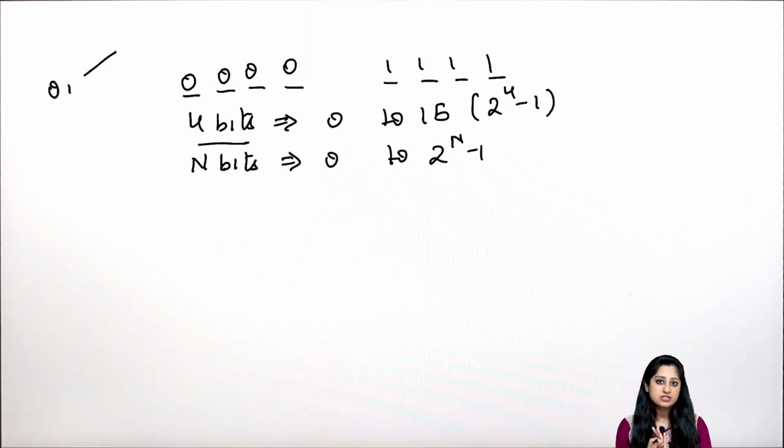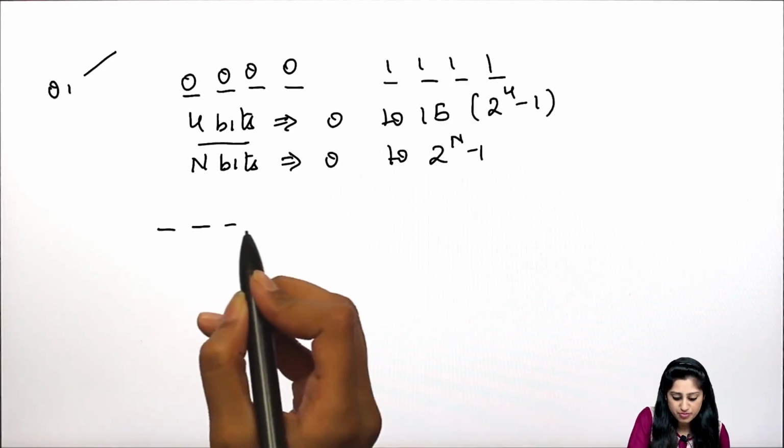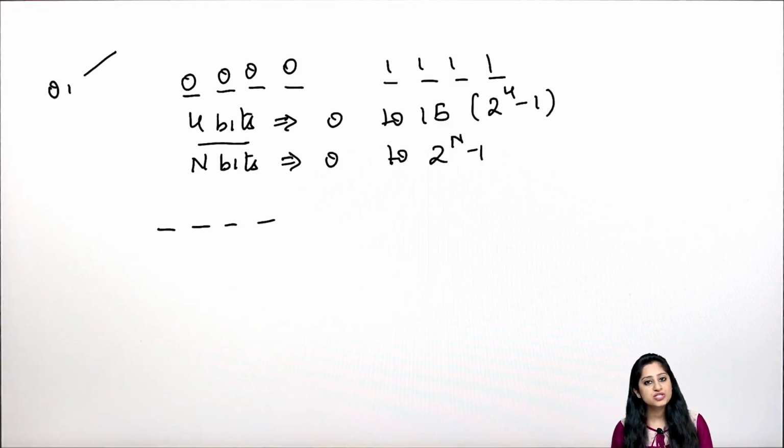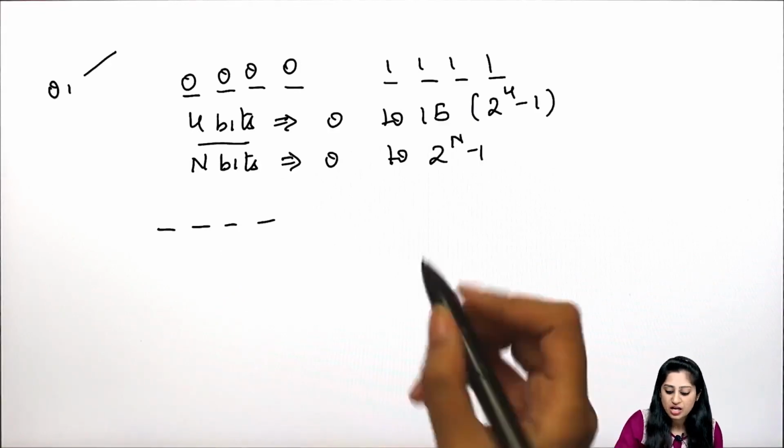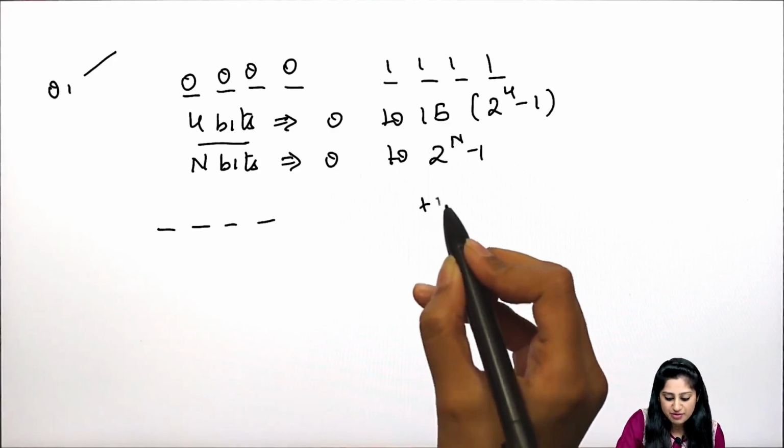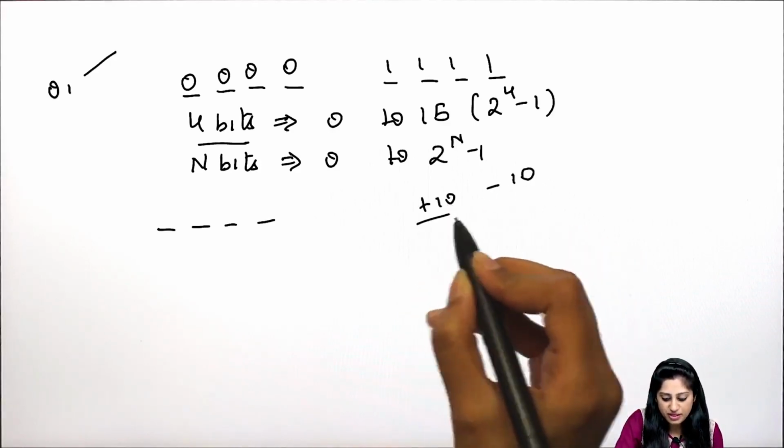But this is with a big disclaimer that you are trying to store only positive numbers. Practically, you would want to store both positive and negative numbers in these 4 bits, right? So now let's talk about the scenario. If we try to store negative numbers, what all is going to change? First of all, talking about only decimal representation, plus 10, minus 10.